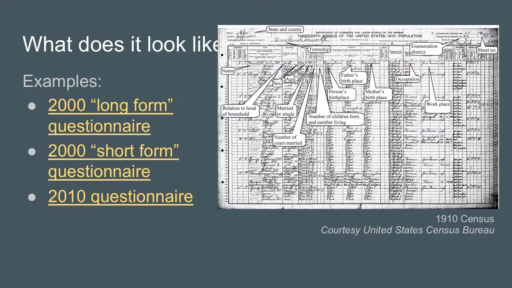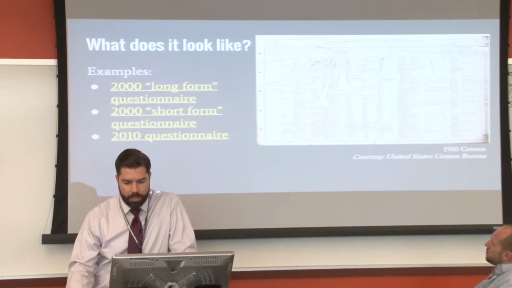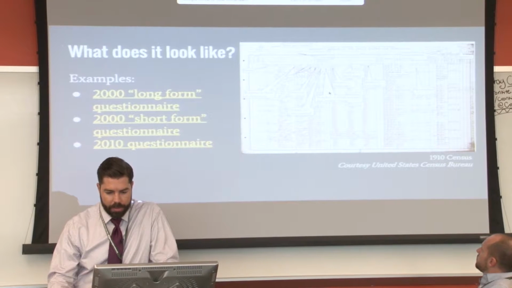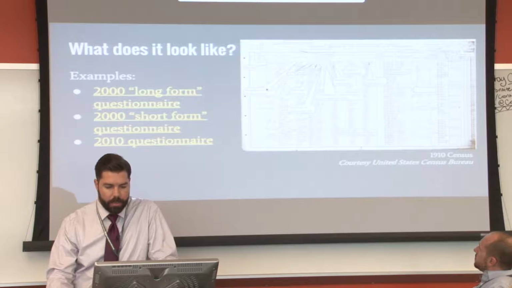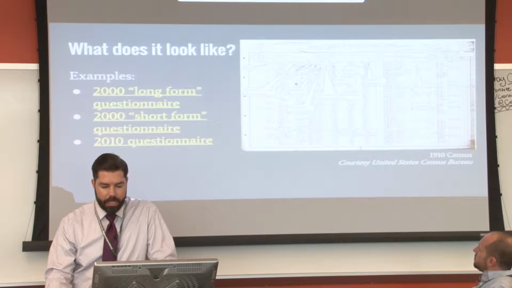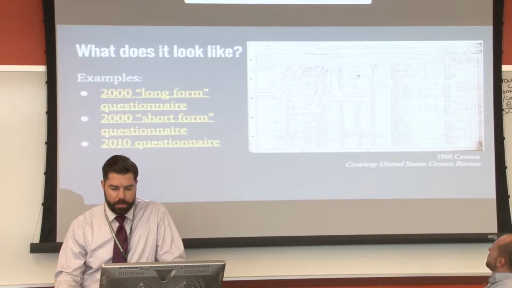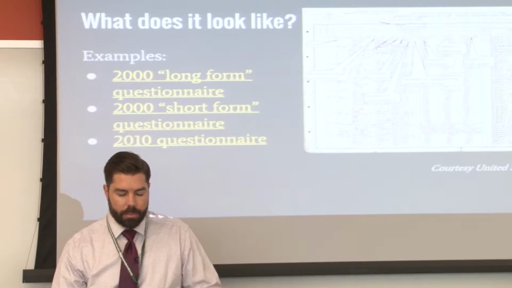Okay, so this is the 1910 census over here to give you a sense of what this has looked like over the years. And this should give a sense, once we look at some of these other ones, of what's been added over time. In 1910 they had things like name, age and sex, whether they were married or single, birthplace, father's birthplace, mother's birthplace, occupation.